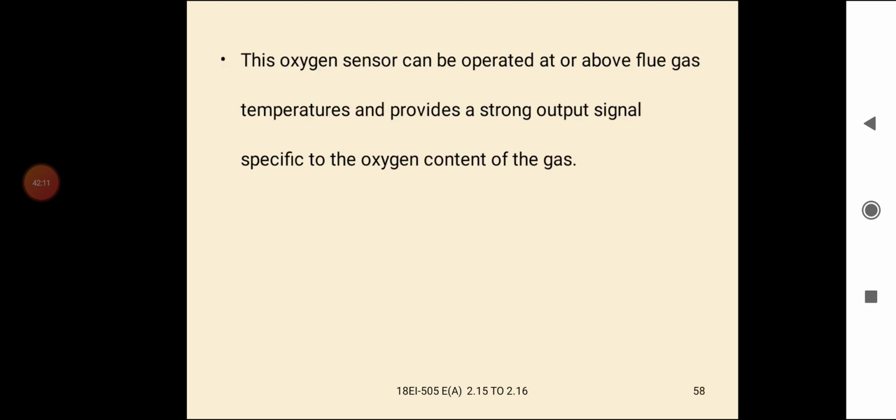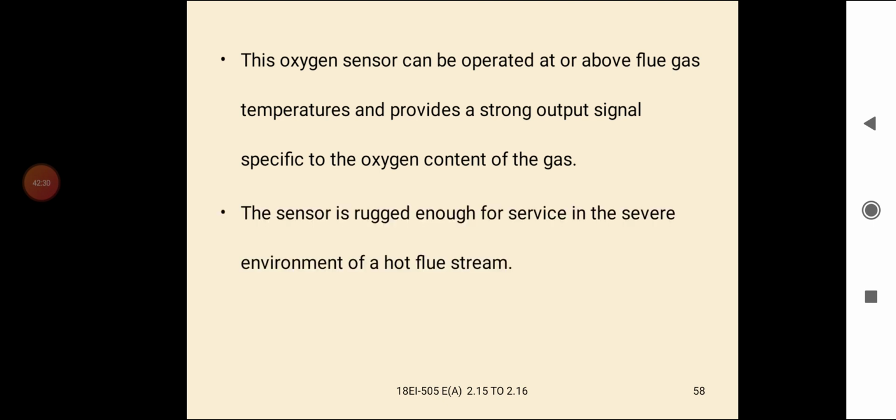The oxygen sensor can be operated at or above flue gas temperature and provides a strong output signal specific to the oxygen content of the gas. The sensor is rugged enough for service in the severe environment of a hot flue stream.